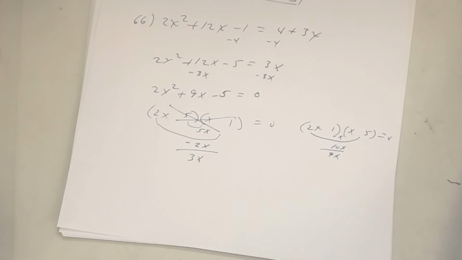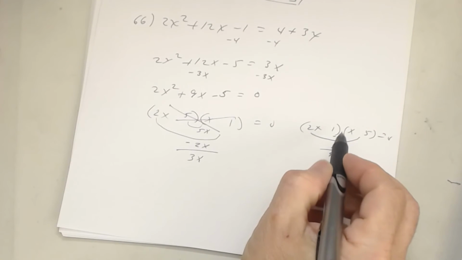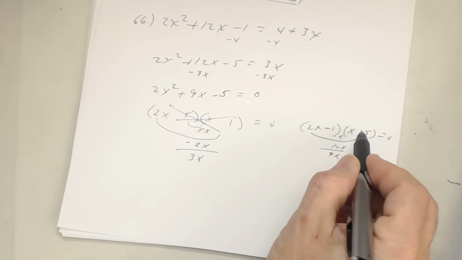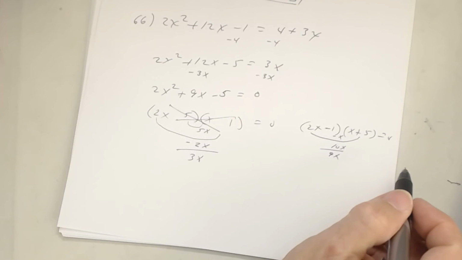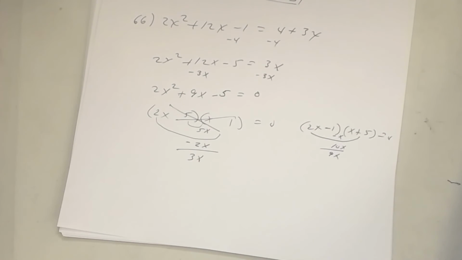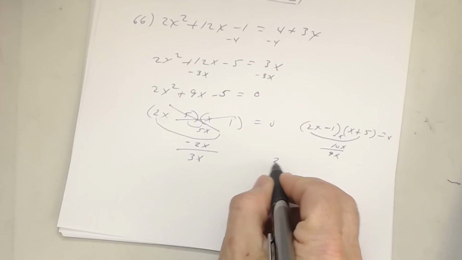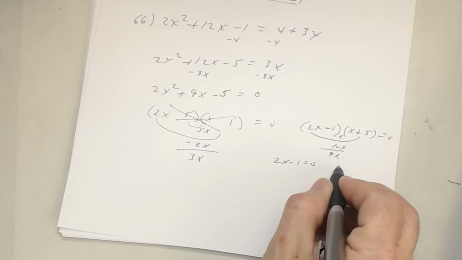I'm just going to put the correct symbol. So it'll be 2x minus 1 or 2x plus 1? Minus 1, and then x plus 5. All right, so I factored it. And now I use the zero factor property. I set each one equal to 0. So I say 2x minus 1 equals 0. What's the other one?